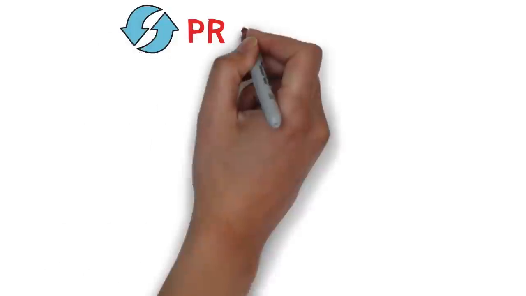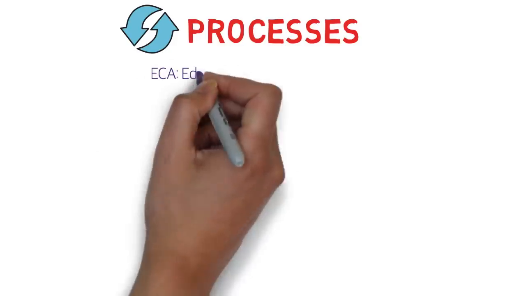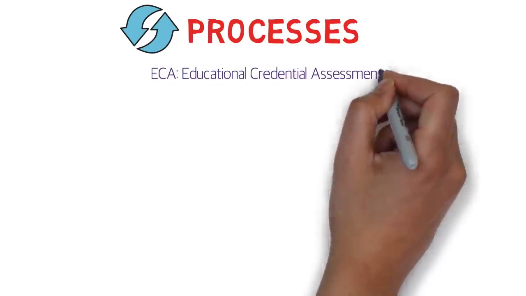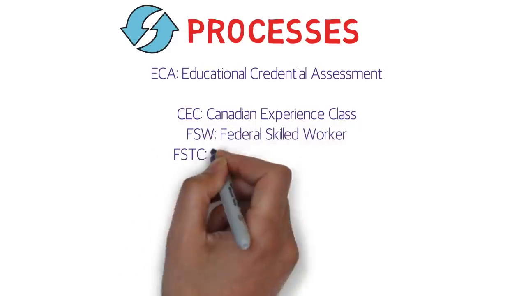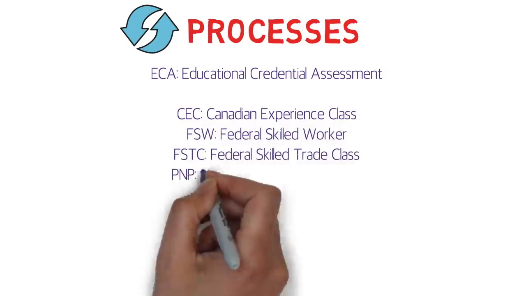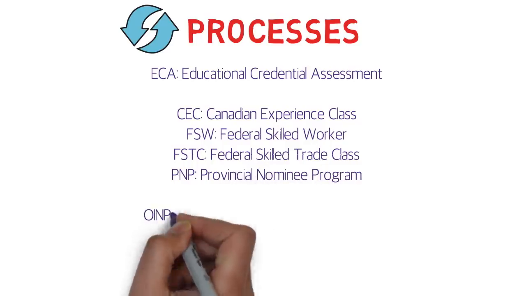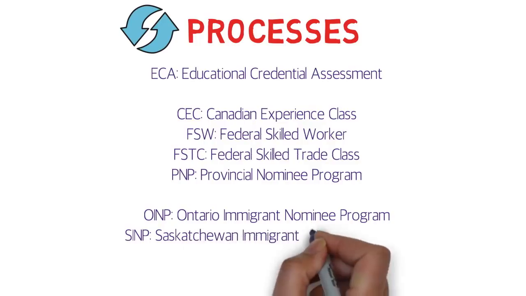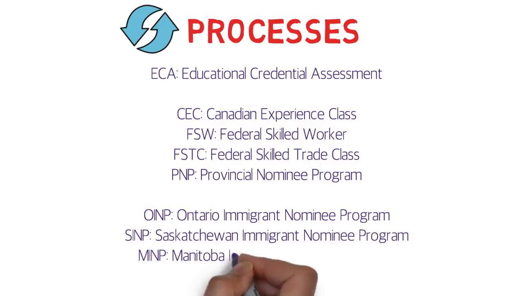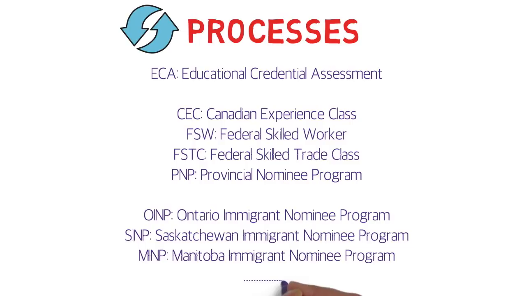Okay, processes. Now, the first one is ECA, your education credential assessment. Then CEC, Canadian Experience Class, FSW, Federal Skilled Worker, FSTC, Federal Skilled Trade Class, PNP, Provincial Nominee Program. Now, there are various PNP programs like OINP, SINP, MINP. They are for Ontario, Saskatchewan, and Manitoba immigrant nominee programs. So there are many others for each and every other province, but I haven't named all of them.